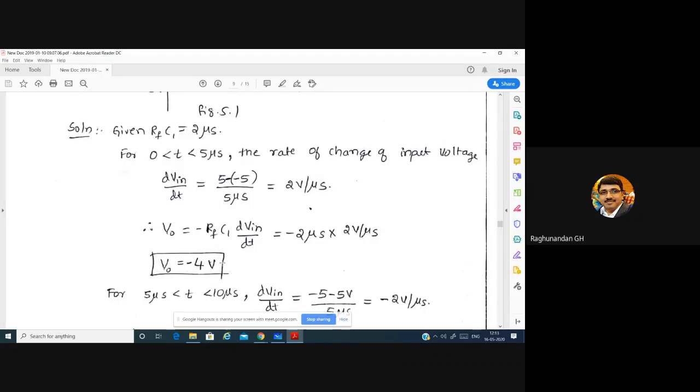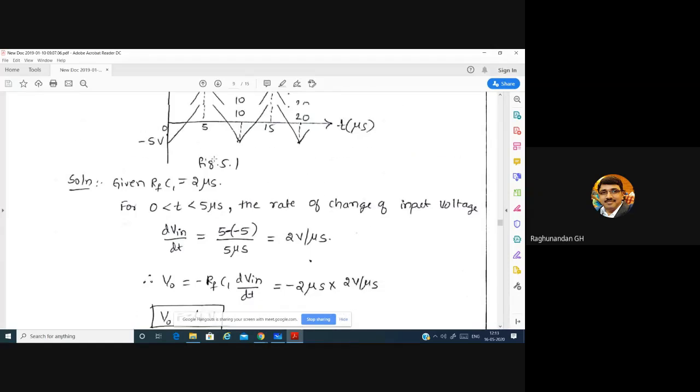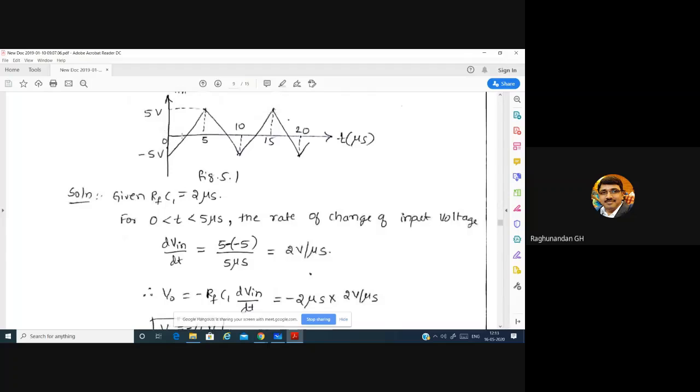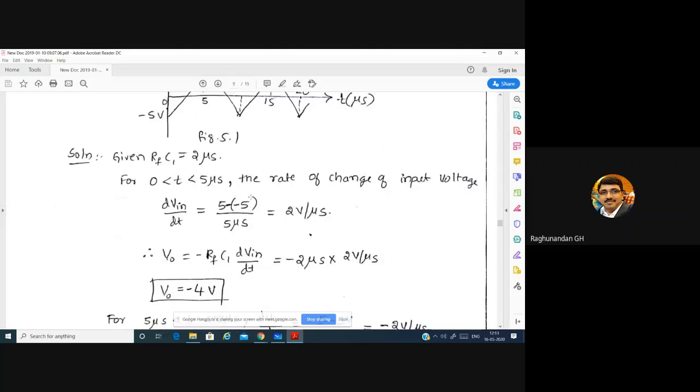Next, this is for the time duration from 0 to 5 microsecond. You can observe in the figure from 0 to 5, our input is changing from -5 to +5. Again, from 5 to 10, our input is changing from 5 to -5.